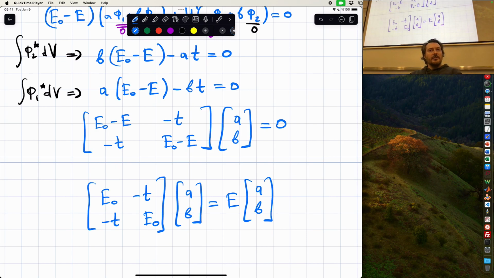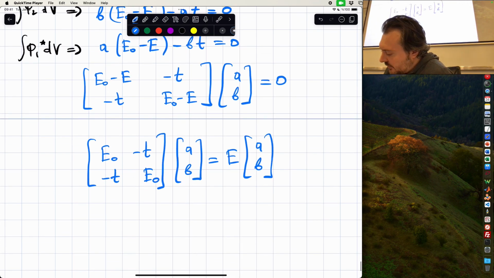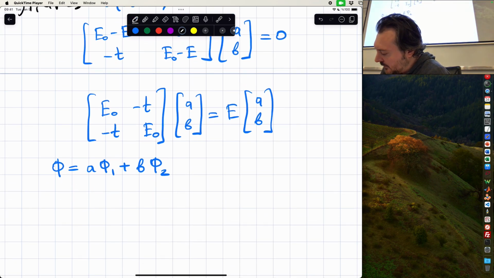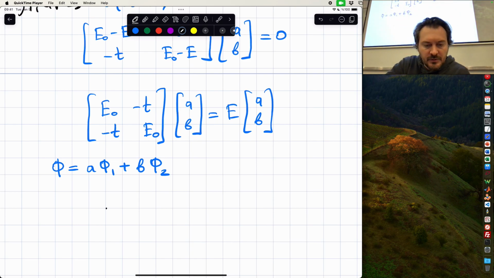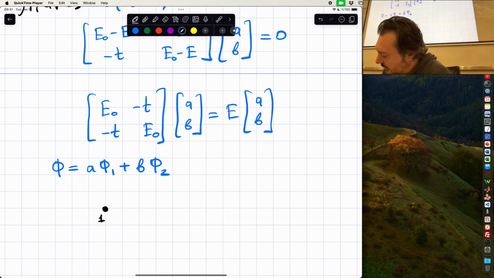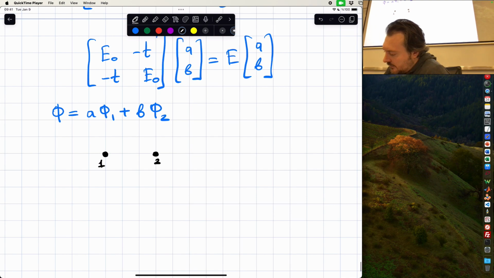So let's remind ourselves how we started. We started by saying that my molecular orbital is a linear combination of my atomic orbitals, right? Then it turned into this kind of equation. So let me simplify this even further to understand how this works. I have two atoms, atom number 1 and atom number 2.